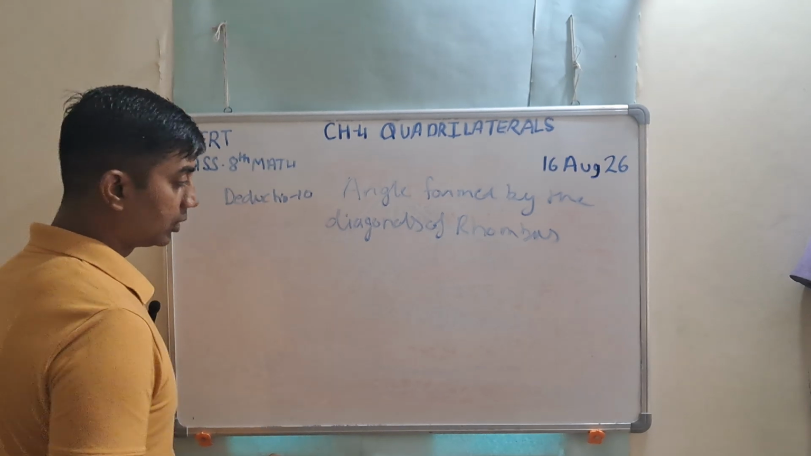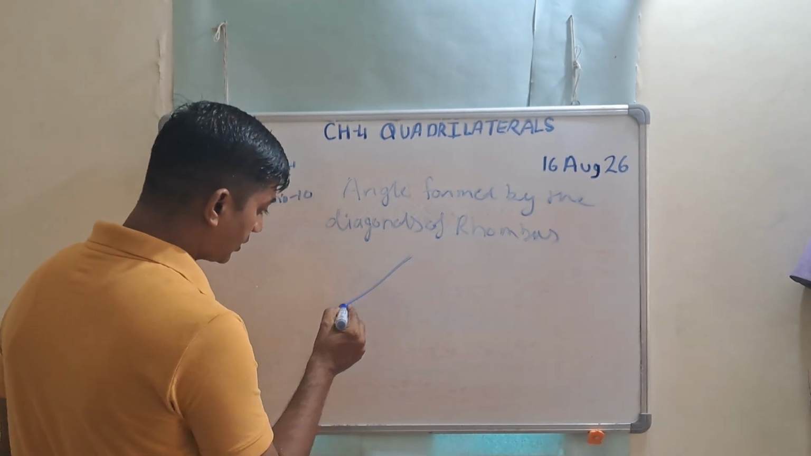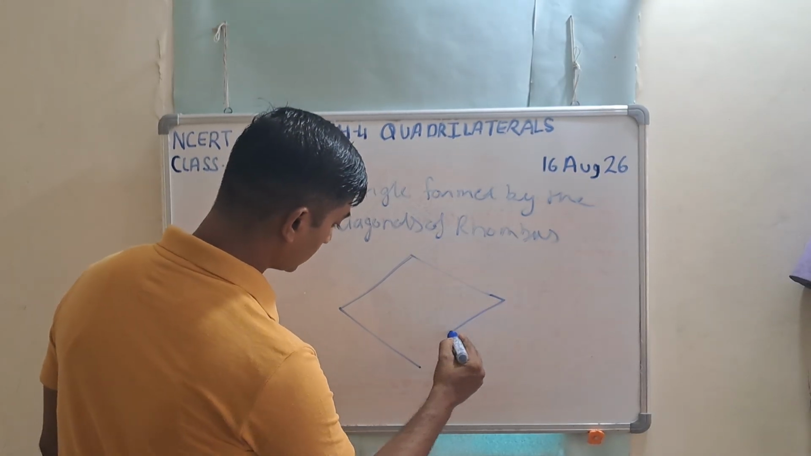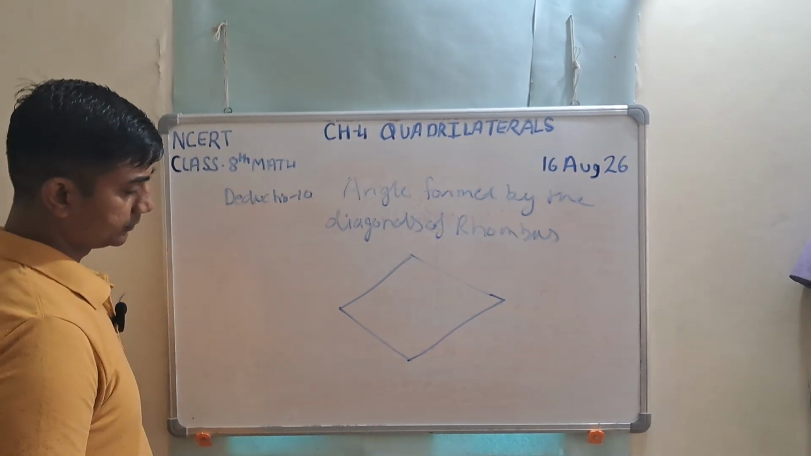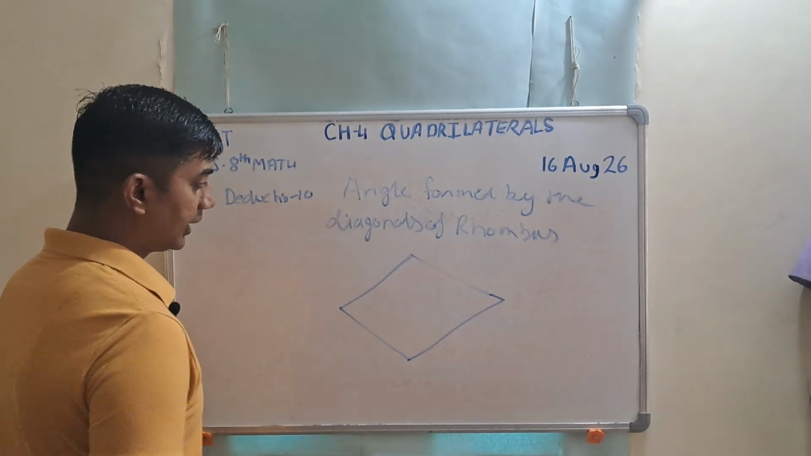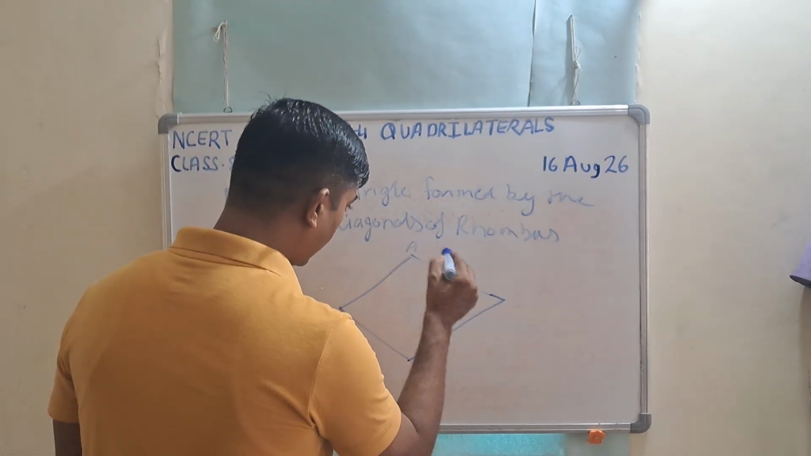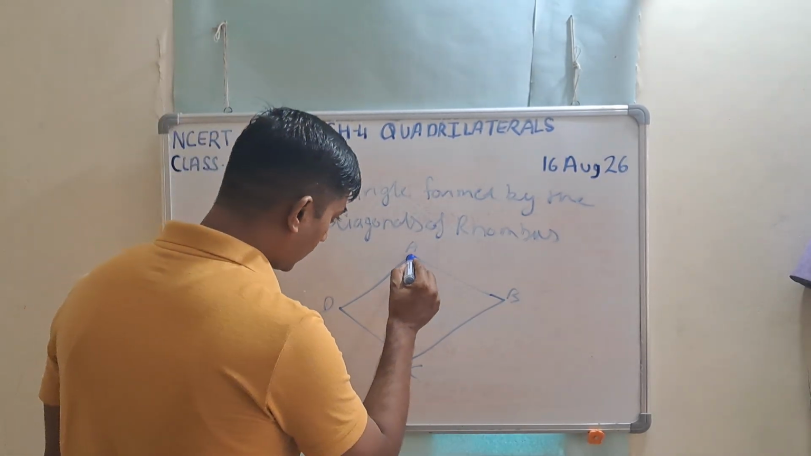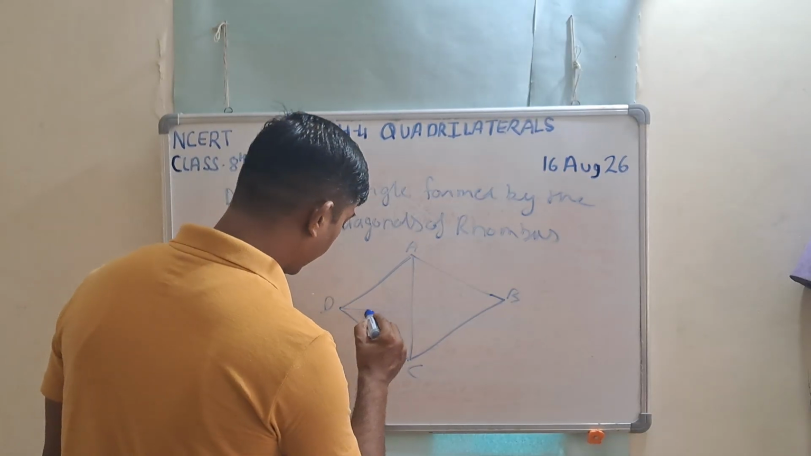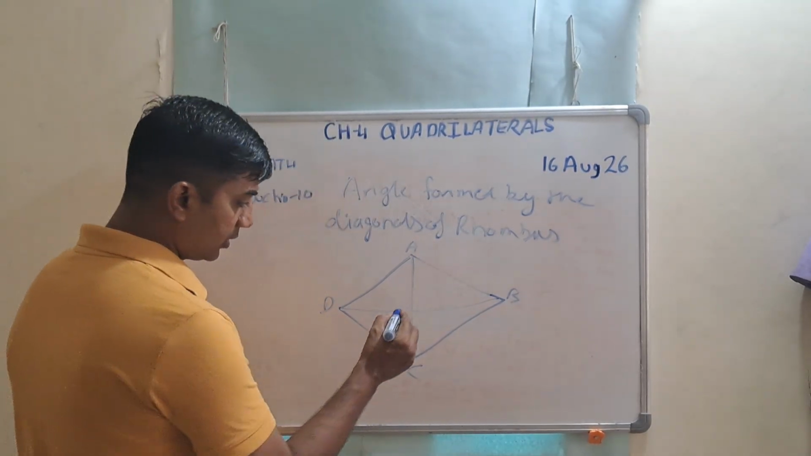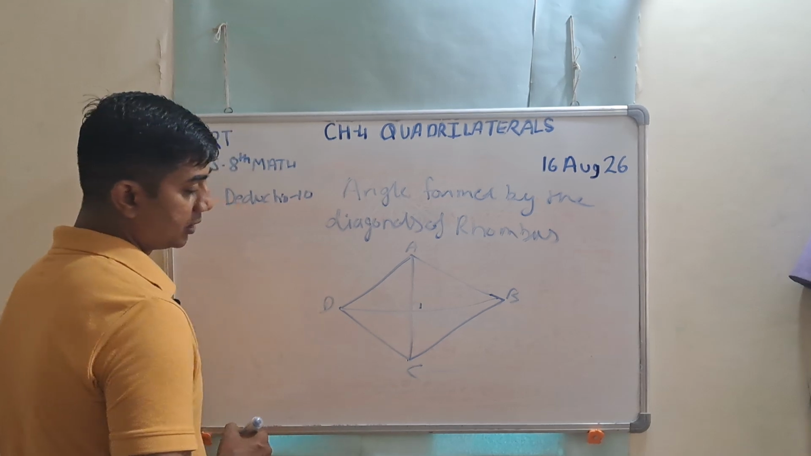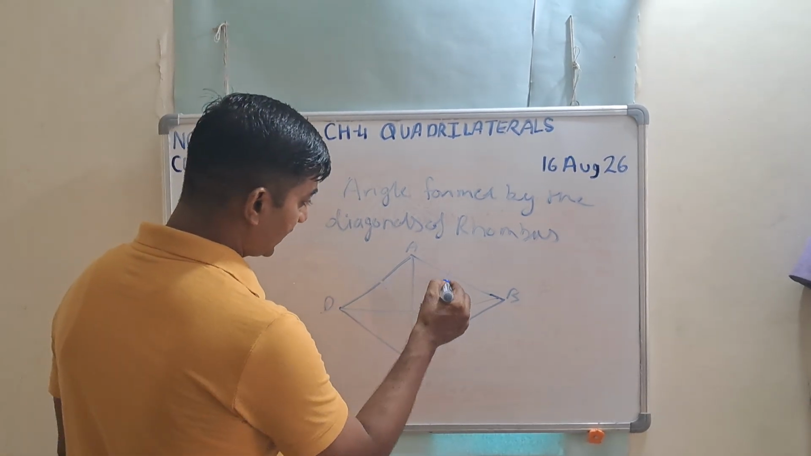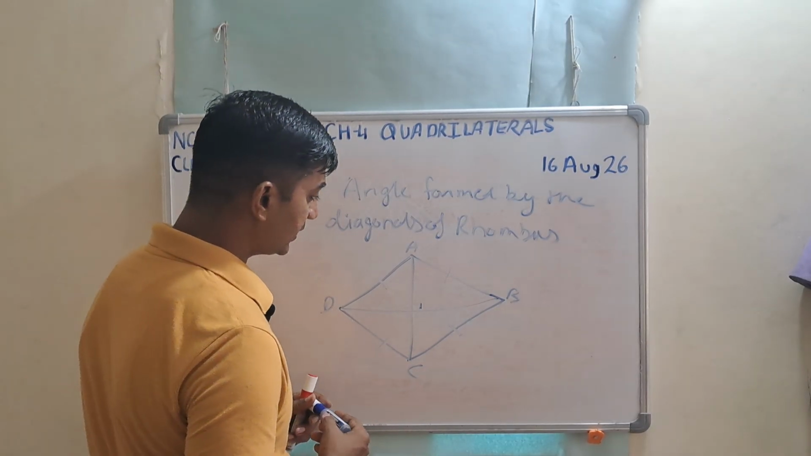Understood? So we will see, suppose this is a rhombus, and A, B, C, D are the vertices of the rhombus, and we will join AC and BD, which are the diagonals. Now we will see what is about this angle. Now we know that these all sides are equal.